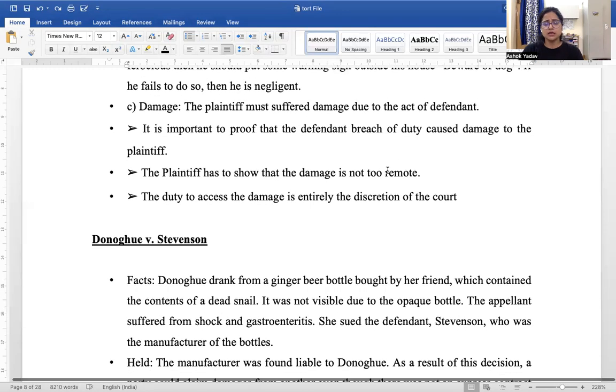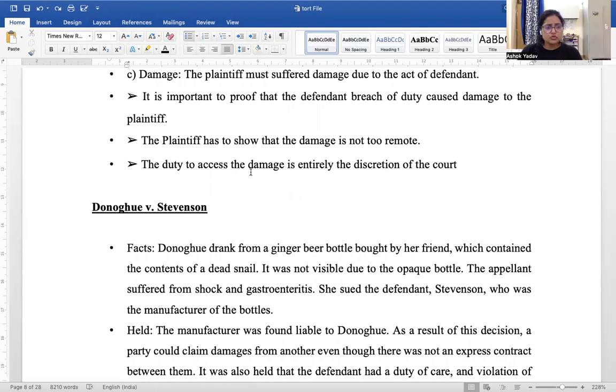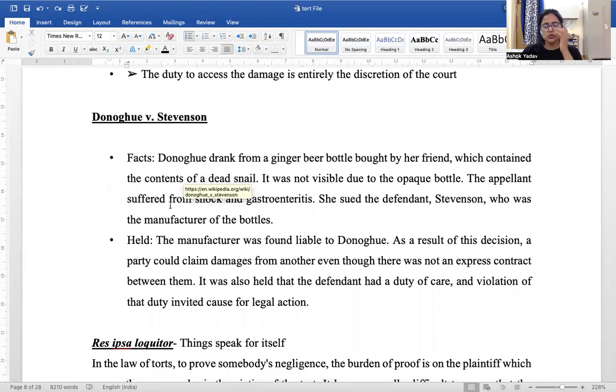A very important and landmark case on this topic is Donoghue versus Stevenson. So you must know this case name, that this case relates to negligence. Facts: Donoghue drank from a ginger beer bottle. This case is also known as the ginger beer bottle case, right? Donoghue drank from a ginger beer bottle bought by her friend, which contained the remains of a dead snail. It was not visible due to the opaque bottle. The appellant suffered from shock and gastroenteritis. She sued the defendant, Stevenson, who was the manufacturer of the bottle, right?